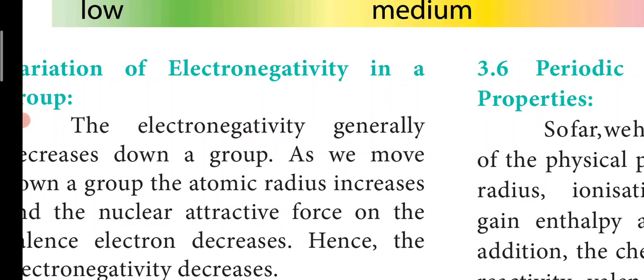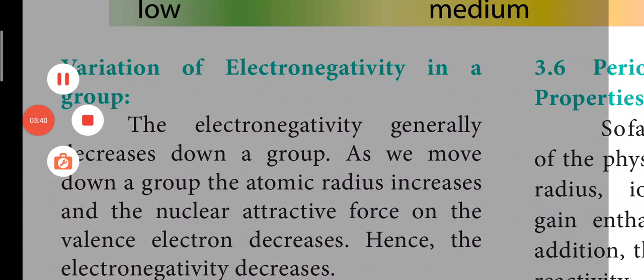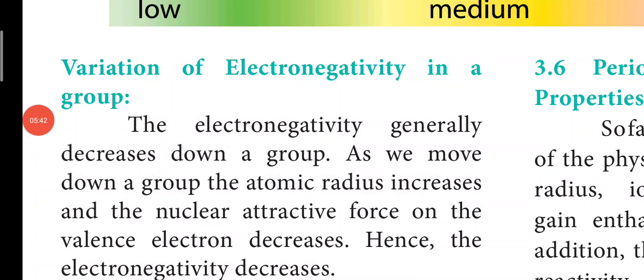Next is variation of electronegativity in a group. What happens to electronegativity along the group, which means top to bottom? Now it will be just the opposite of the period. In groups, top to bottom, size increases because the number of shells is increasing. As the number of shells increases, the outermost electrons are not in good contact with the nucleus, so the other element can easily attract the outermost electrons.